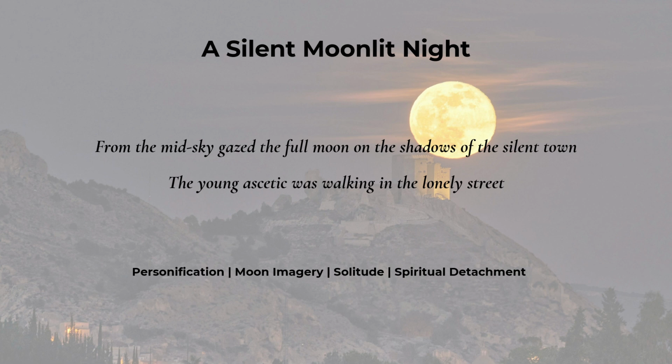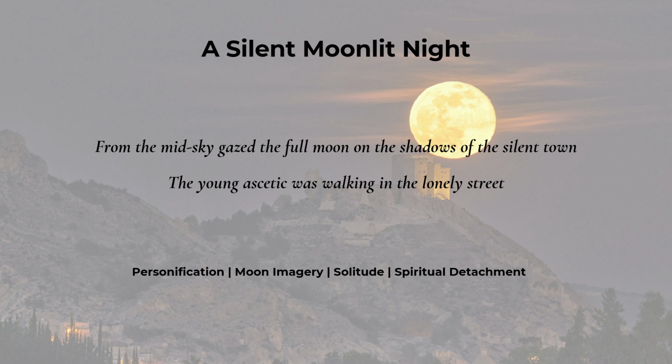Now, a quick exam-ready interpretation would be: the poet personifies the full moon as a silent observer looking down upon the quiet town. The contrast between moonlight and shadow creates a peaceful yet slightly melancholic atmosphere. Melancholic means sad, sorrowful, or also thoughtful in a quiet way, preparing the readers for the tragic scene ahead.